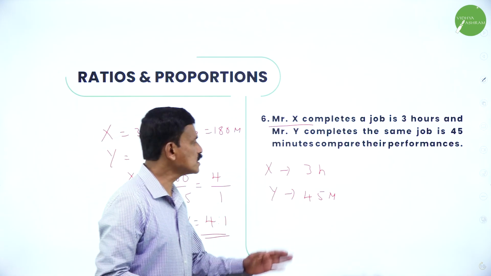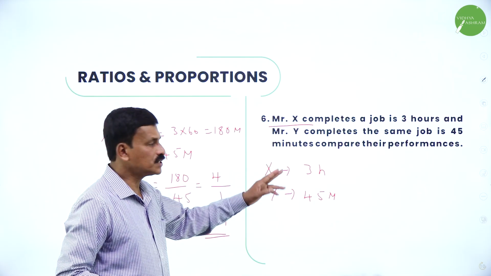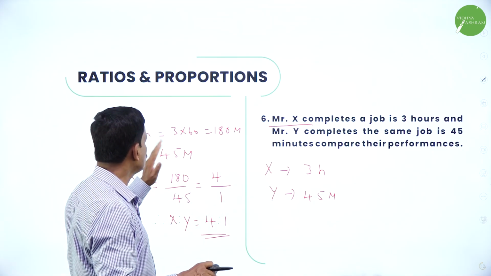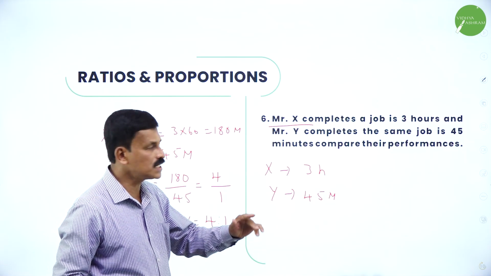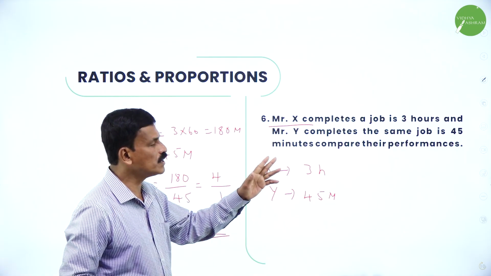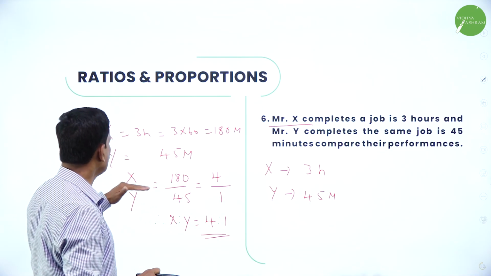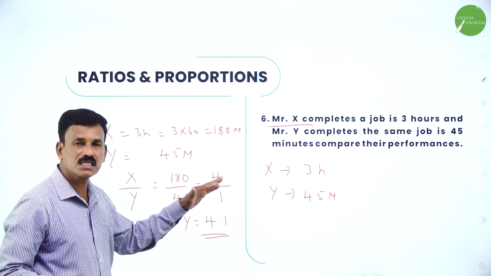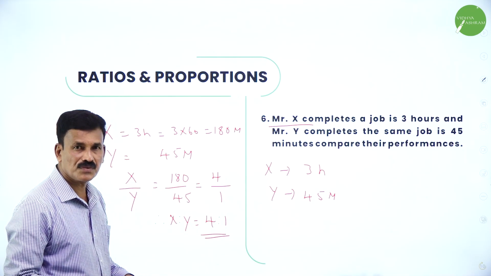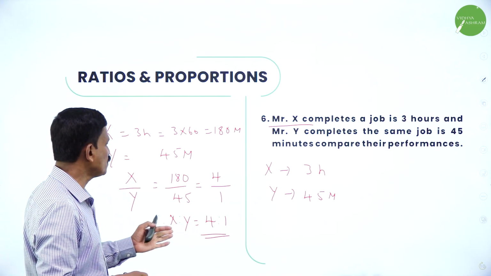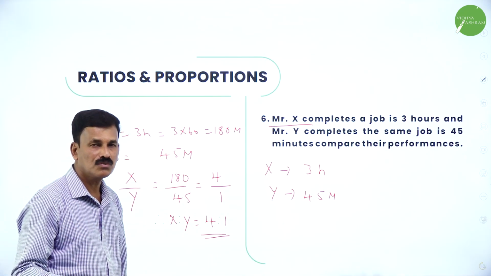Very simple here. Mr. X completes a job in 3 hours, which means 3 into 60, that's equal to 180 minutes. Whereas Y completes the same job in 45 minutes. So therefore, X by Y is equal to 180 by 45, that's equal to 45 ones are 45, 45 fours are 180, so 4 is to 1. So the performance ratio is 4 is to 1.